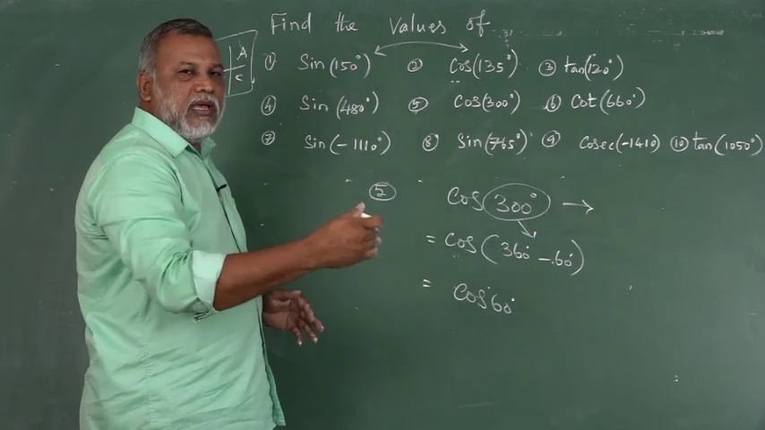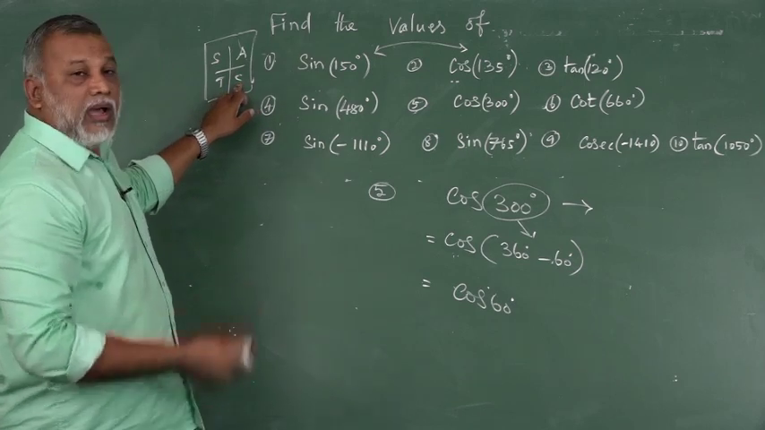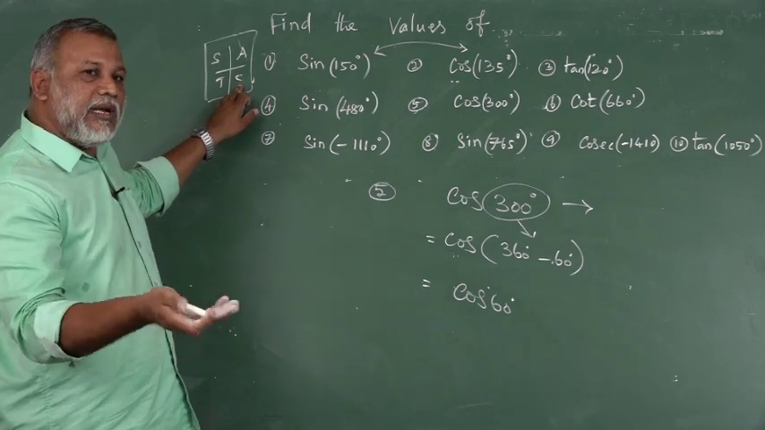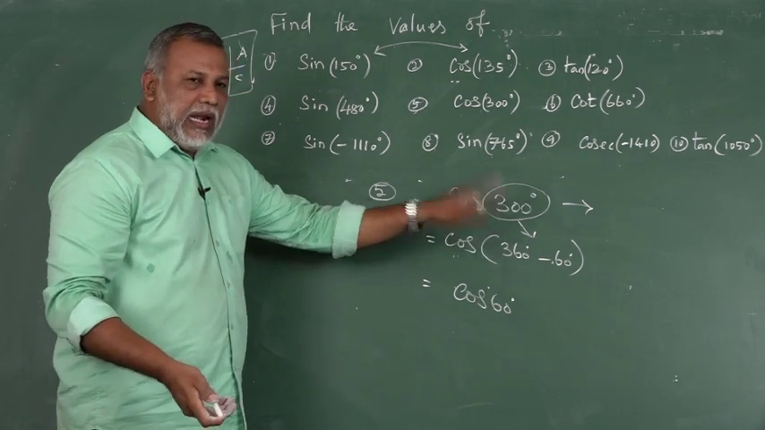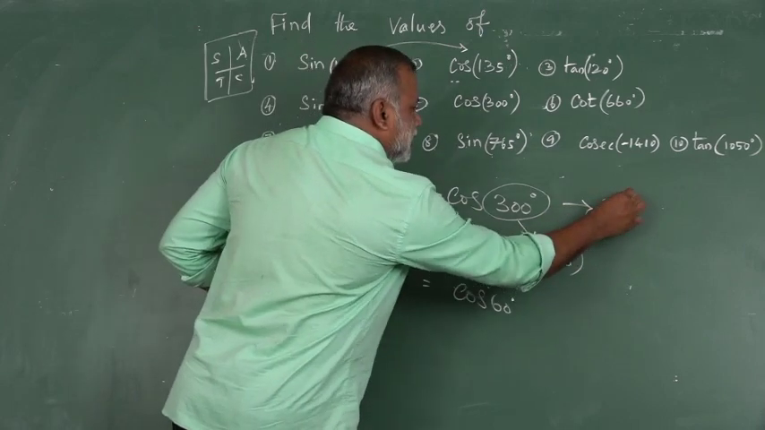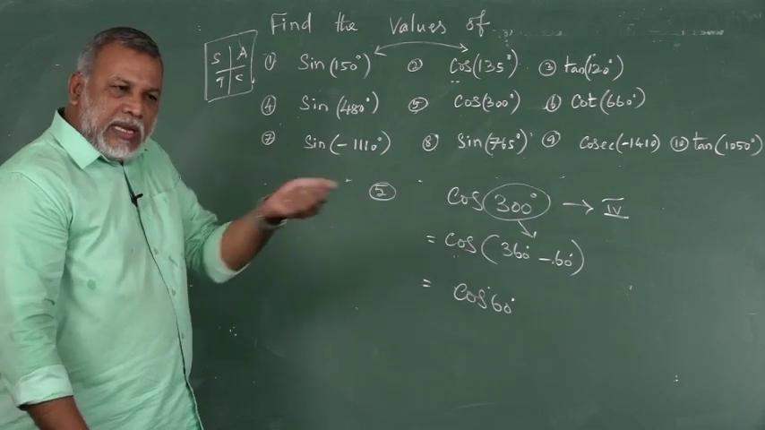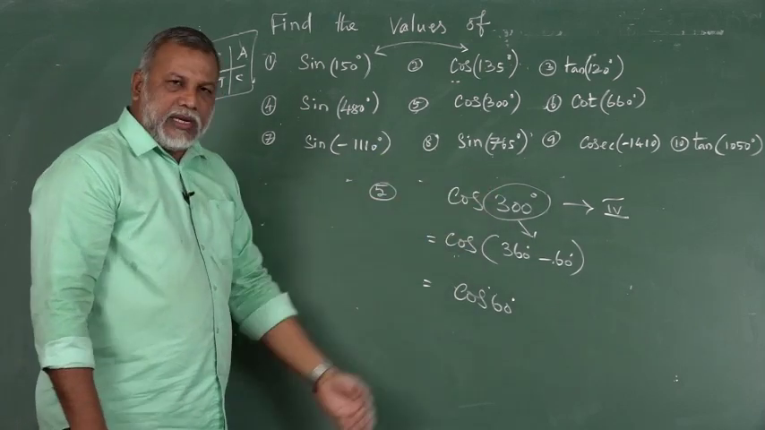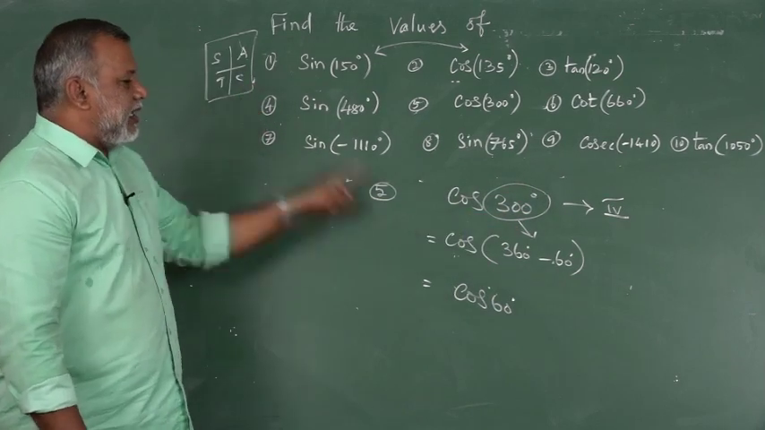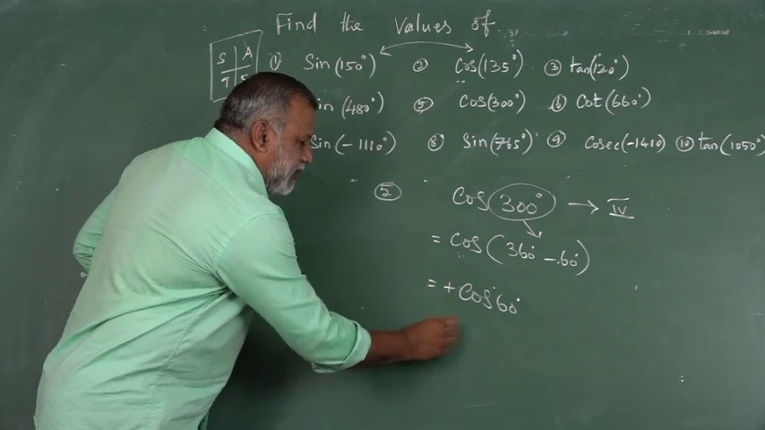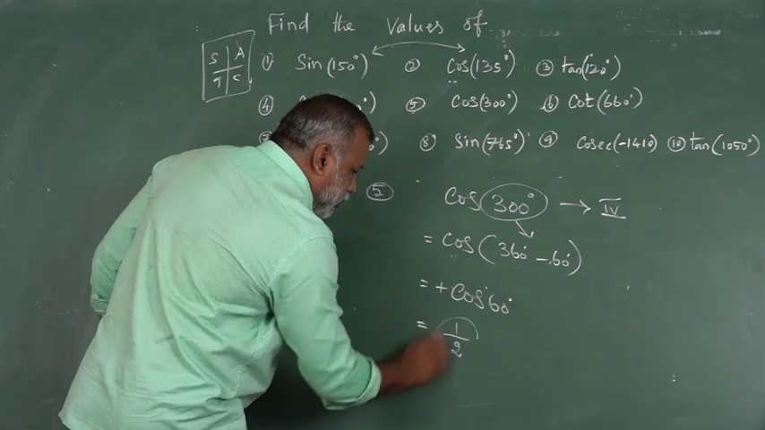Consider ASTC. What is the meaning of ASTC? In the fourth quadrant, C and its reciprocal, that means cos and its reciprocal secant, are also positive. Therefore, 300 degree lies in the fourth quadrant. More than 270 and less than 360, automatically we can conclude the fourth quadrant. In the fourth quadrant, by the rule of ASTC, cos gets positive. From the trigonometric table, cos 60 degree gets the value 1 by 2.